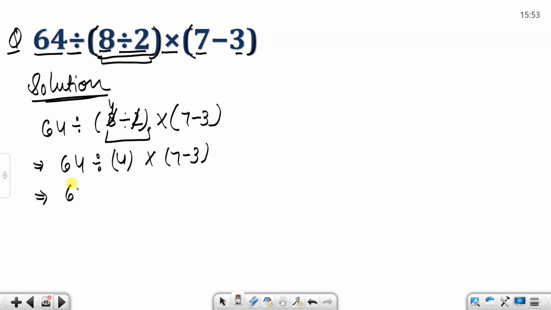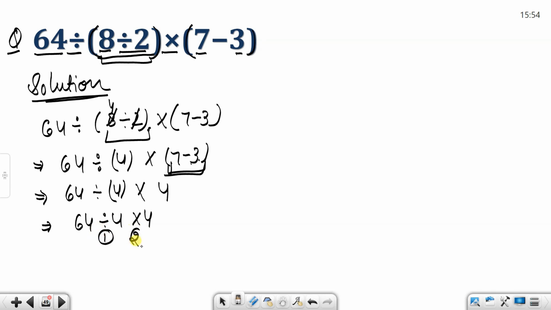Now, let's solve further. 64 divided by 4, and if we solve the bracket, 7 minus 3 becomes 4 now. 64 divided by 4, multiplied by 4, so first we'll give priority to division, second priority to multiplication. Now let's solve it. 64 divided by 4 times 4.